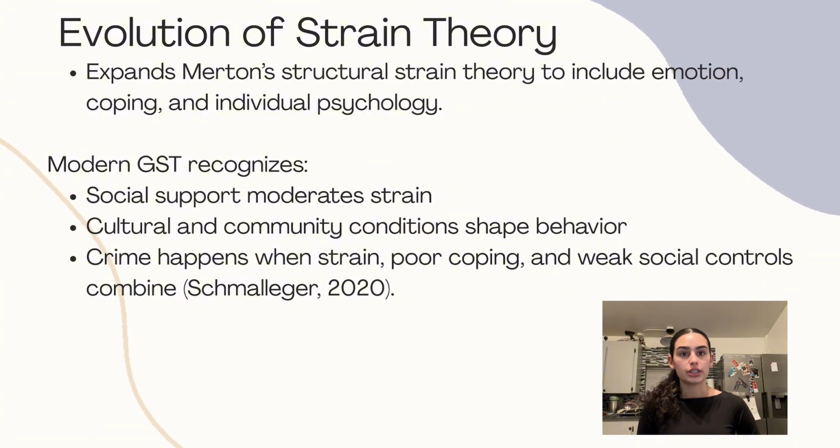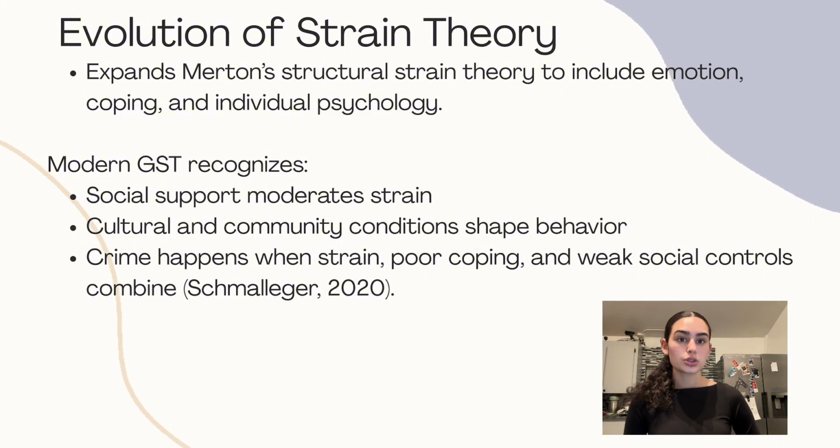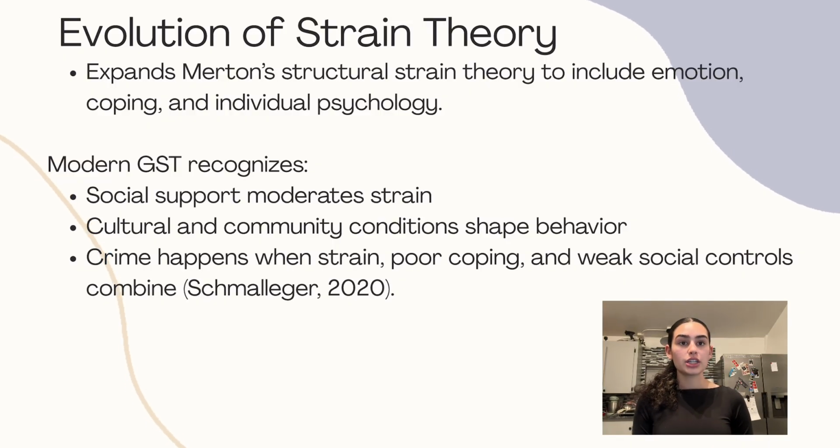Evaluation of strain theory. GST expands on Merton's earlier strain theory by focusing more on individual emotions and coping processes, rather than just economic pressures. Modern versions of the theory recognize the importance of social support, culture, and community conditions. Strain doesn't automatically lead to crime. It becomes criminogenic when it's paired with weak coping skills, poor social support, and limited social control.